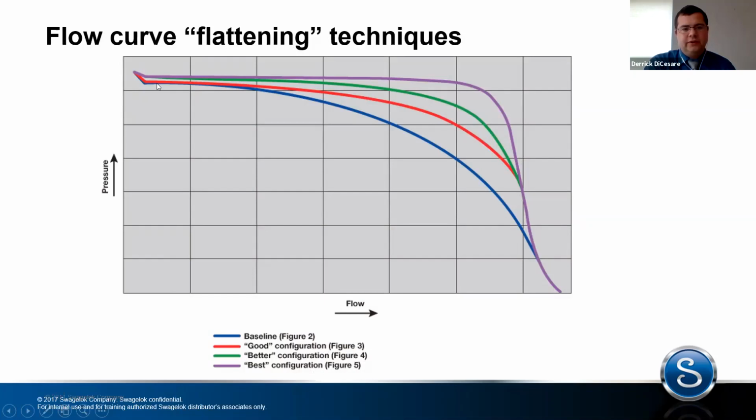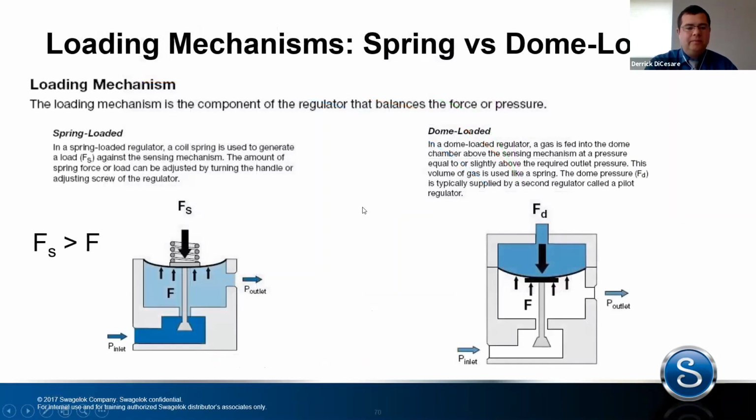So when we looked at the flow curves earlier, you see varying intensities of droop. Ultimately, what we're trying to do when we're sizing regulators is to flatten the flow curve and go from the baseline to a good, better, best scenario. And there's a couple ways to do that. One of the easiest ways is to change your loading mechanism, to go from a spring to a dome-loaded regulator.